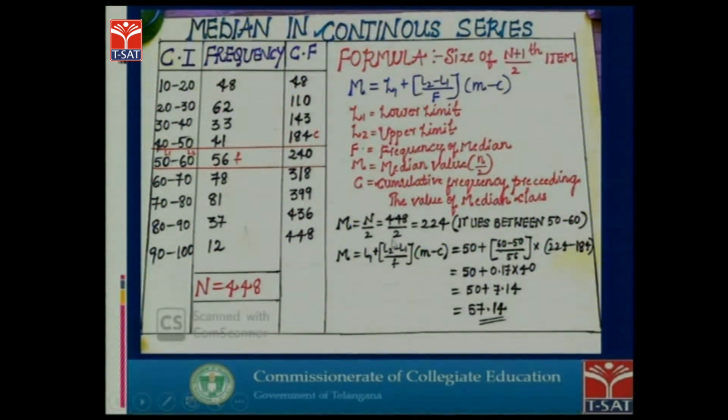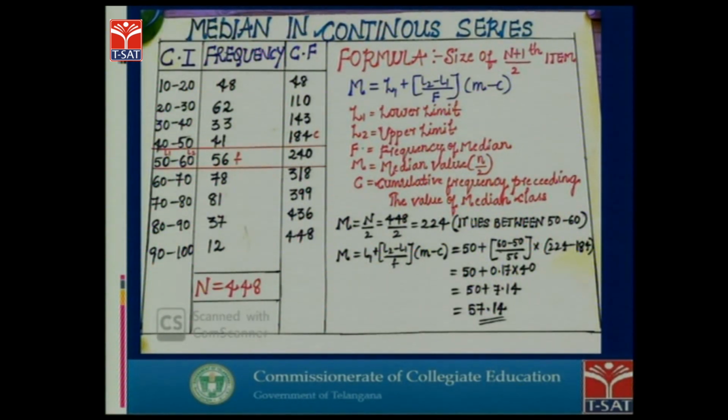L1 is 50. So, 50 plus (60 minus 50) divided by frequency, which is 56, into (224, that is M, minus the cumulative frequency preceding, which is 164). So we will get the value as 50 plus 0.17 into 40, which is equal to 50 plus 7.14, which is equal to 57.14. In this way, we have to calculate the median in continuous series.